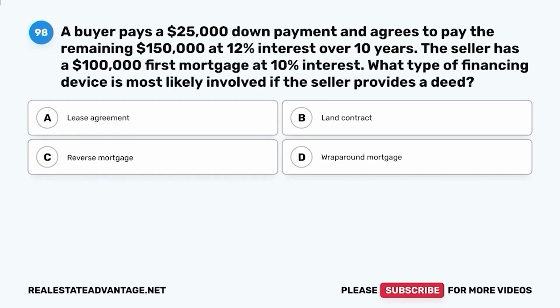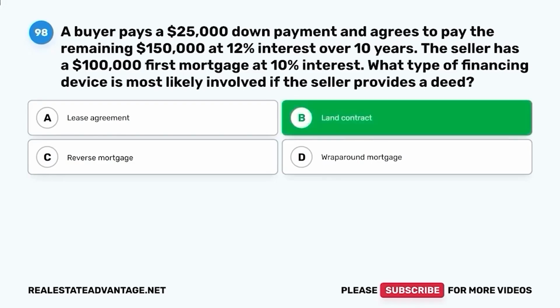Question 98. A buyer pays a $25,000 down payment and agrees to pay the remaining $150,000 at 12% interest over 10 years. The seller has a $100,000 first mortgage at 10% interest. What type of financing device is most likely involved if the seller provides a deed? A. Lease agreement. B. Land contract. C. Reverse mortgage. D. Wraparound mortgage.